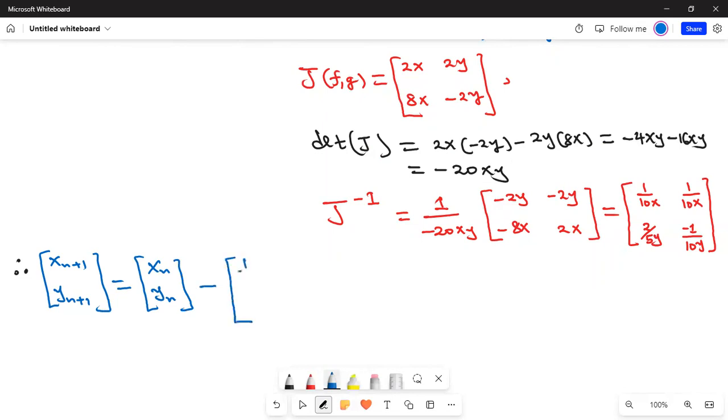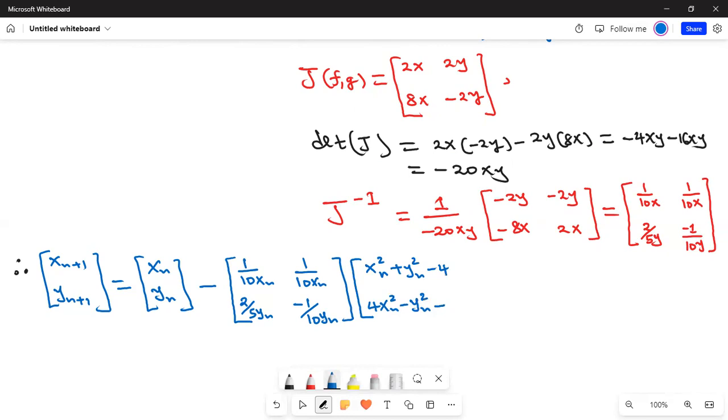It is 1 over 10xn, another 1 over 10xn, 2/5 yn, -1/10 yn, times our f of xy, that is xn squared plus yn squared minus 4. Here we have 4xn squared minus yn squared minus 4. That's what we have.